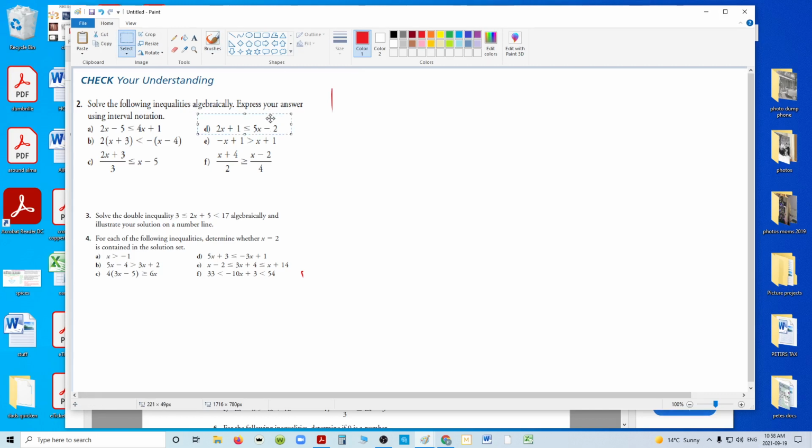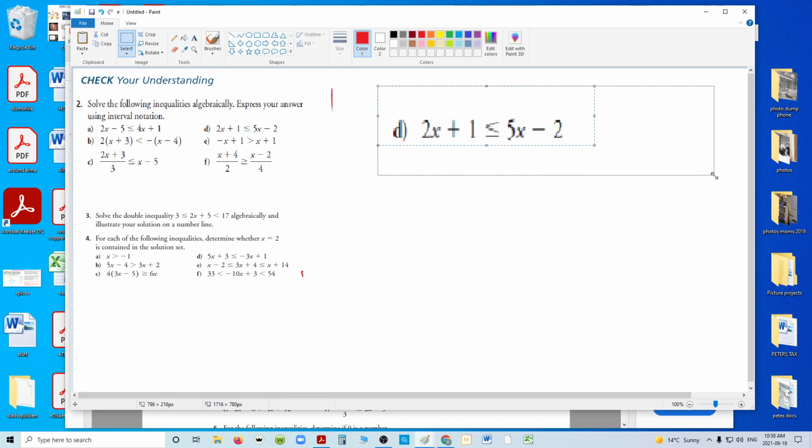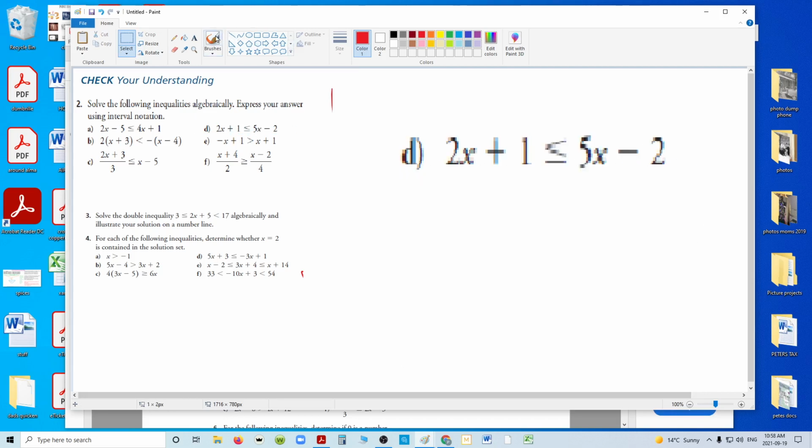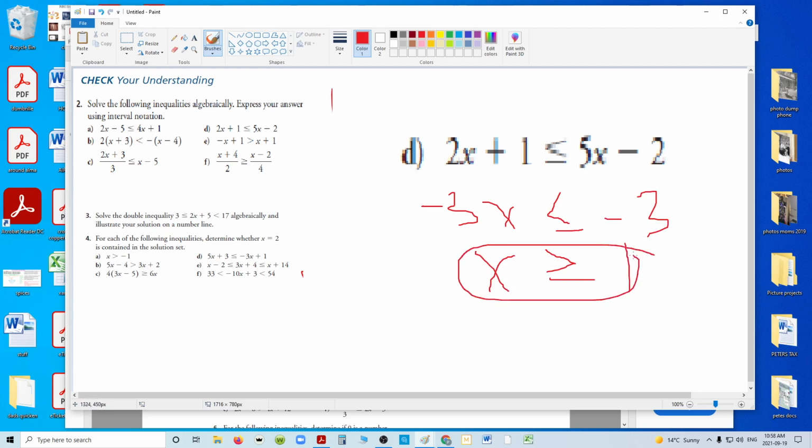To be honest, this should be child's play to you at this point. It's really solving it and just keeping the identities the same. When I bring the 5x over here, I get -3x, smaller or equal to -3. When I divide by -3, I switch the sign and discover that x must be bigger or equal to 1.